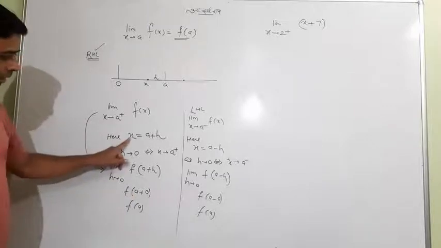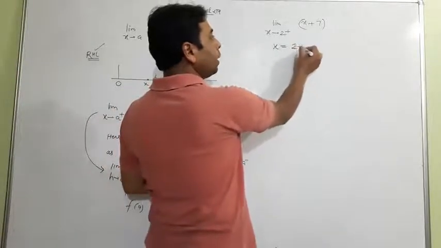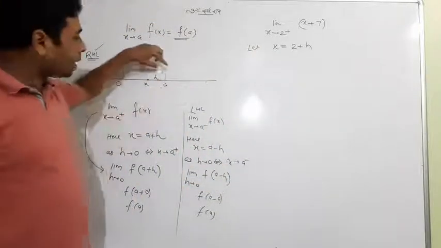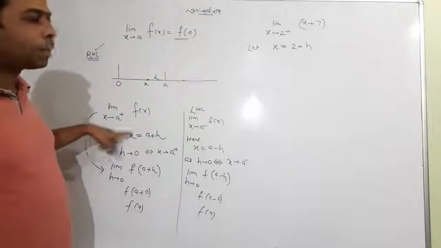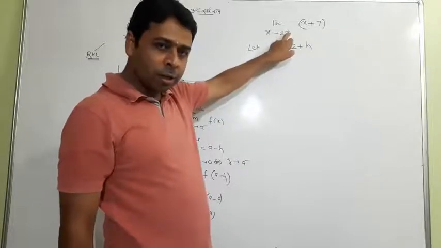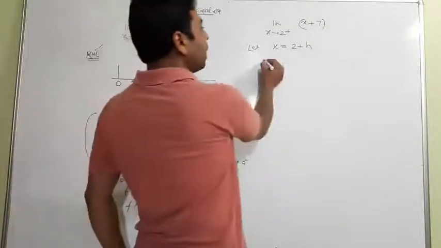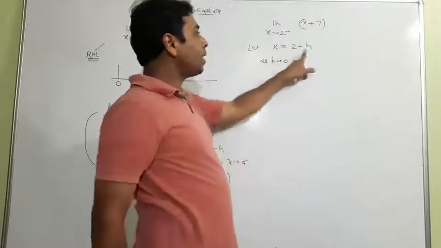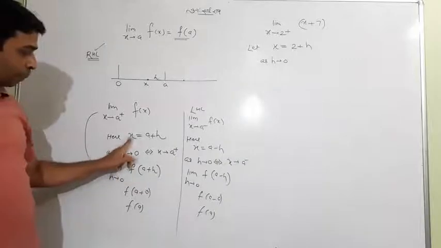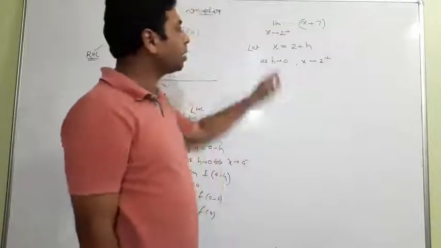Here x is equal to a plus h, so I'll write x is equal to 2 plus h. This time I'll say let, because I don't have a figure. Last time I had a figure and h was clear there. This time you just have to catch from the condition that x tends to 2 plus. So we assume x is equal to 2 plus h. Now tell me one thing: as h goes to 0, x will approach 2, from the right direction, because it is the right hand limit.